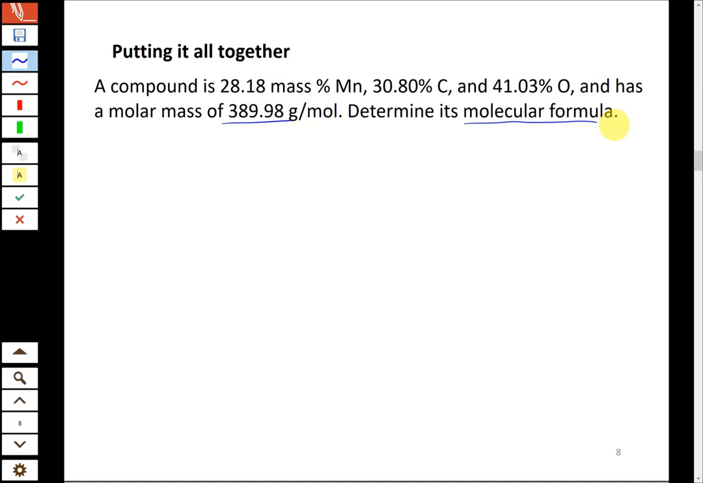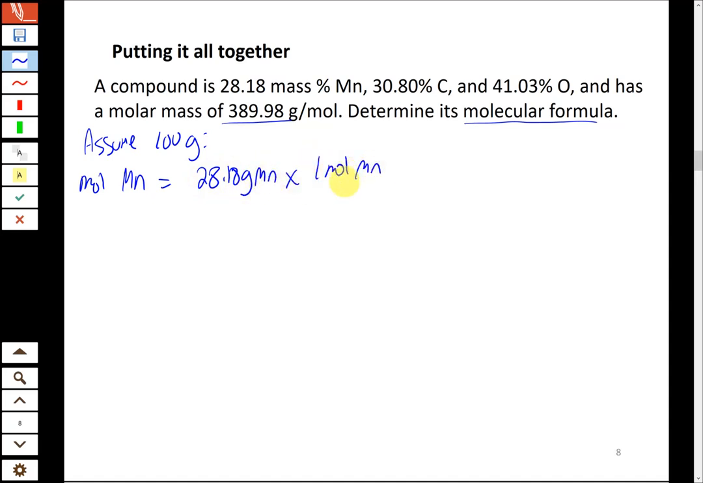And the steps are going to start out the same. The first thing we have to do is find the empirical formula, so we're going to follow the steps that we've already learned. These are given as percents, so we're going to assume 100 grams of the compound, which means that the elemental percentages are just the mass of each element in 100 grams. So if we want to do this for manganese, we find the moles of each element. We'll start with Mn. It's 28.18 grams. Then we divide by the atomic mass to get that into moles.